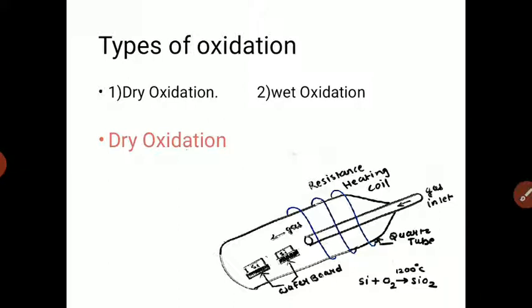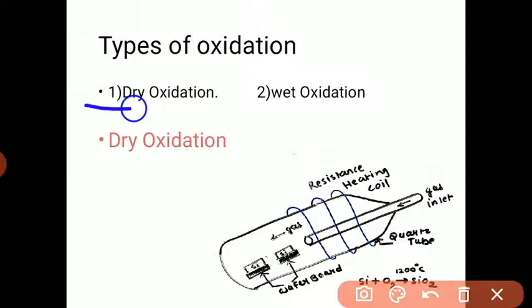In our previous session, we have seen how oxidation works in our fabrication process. In today's session, we will understand what types of oxidation process we have. So do watch all the videos sequentially to get better clarity. Now we have two types of oxidation process. First one is dry oxidation and second one is wet oxidation.